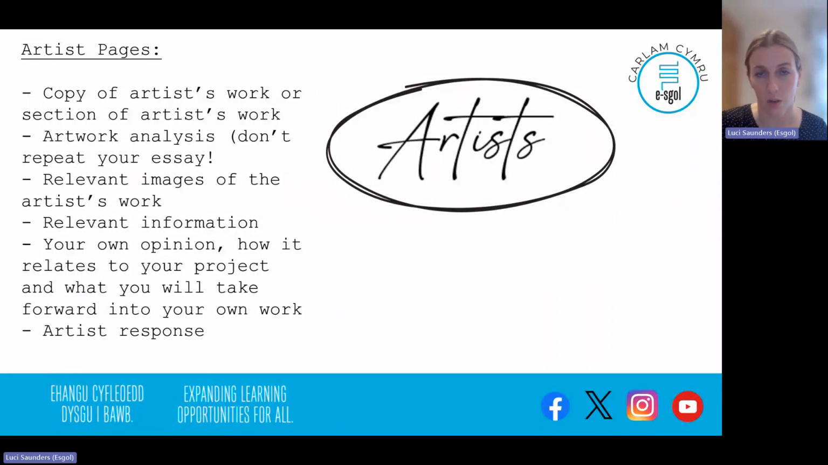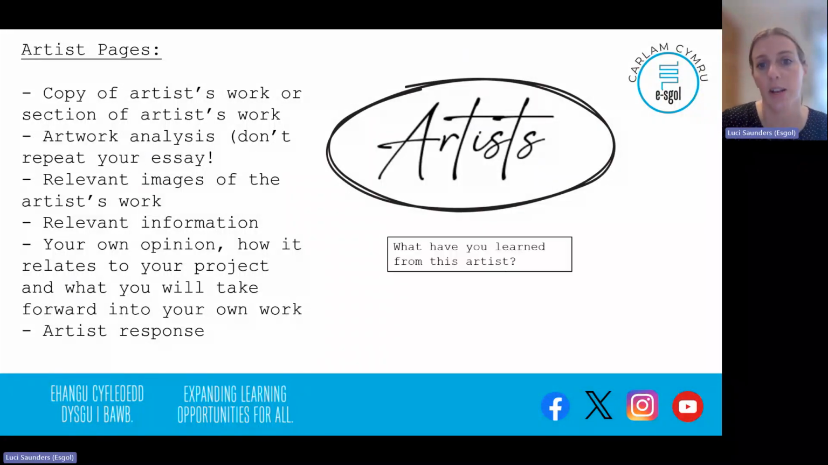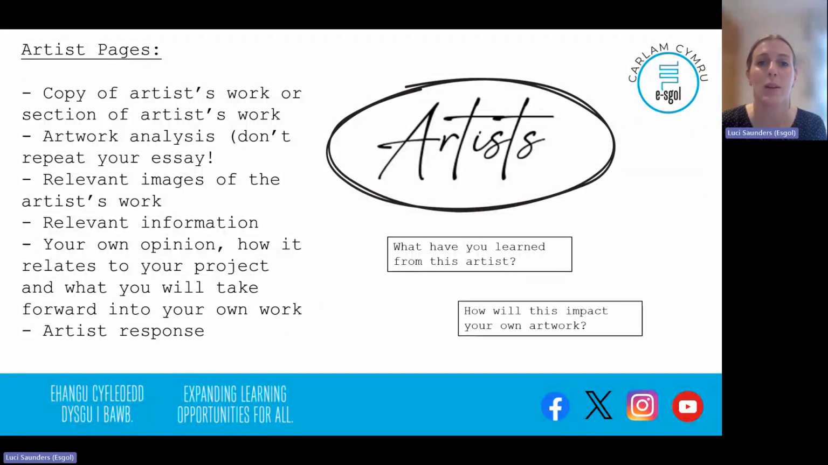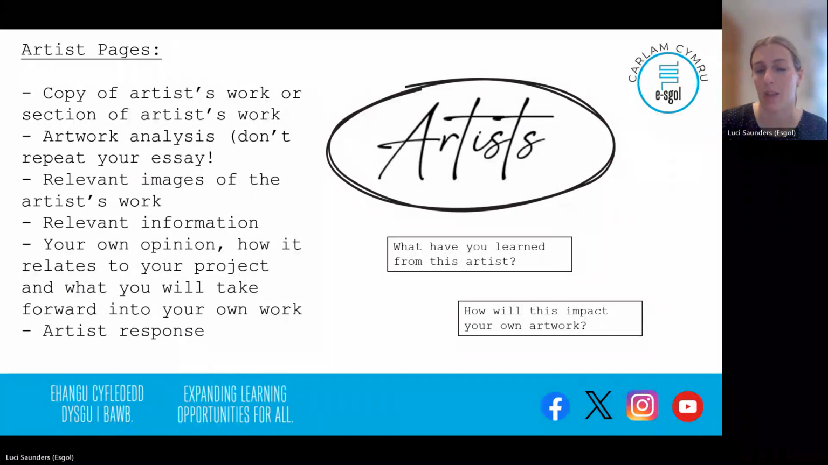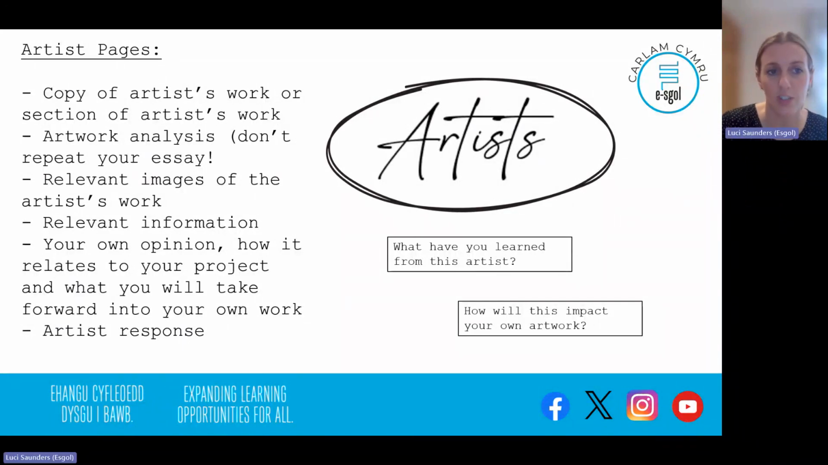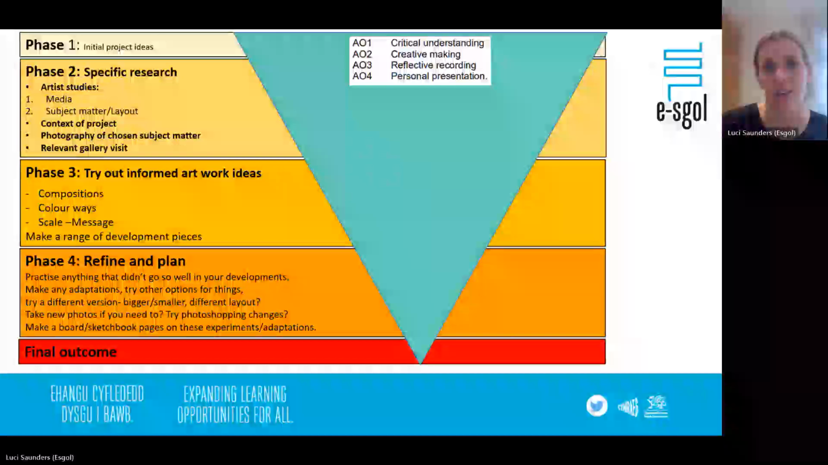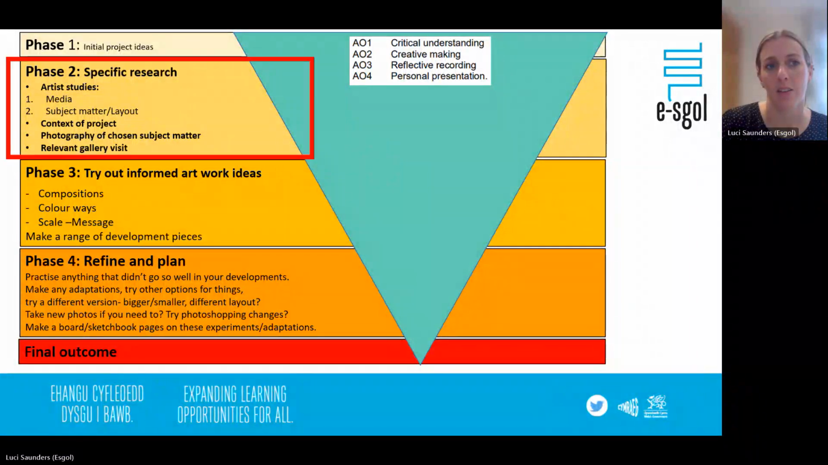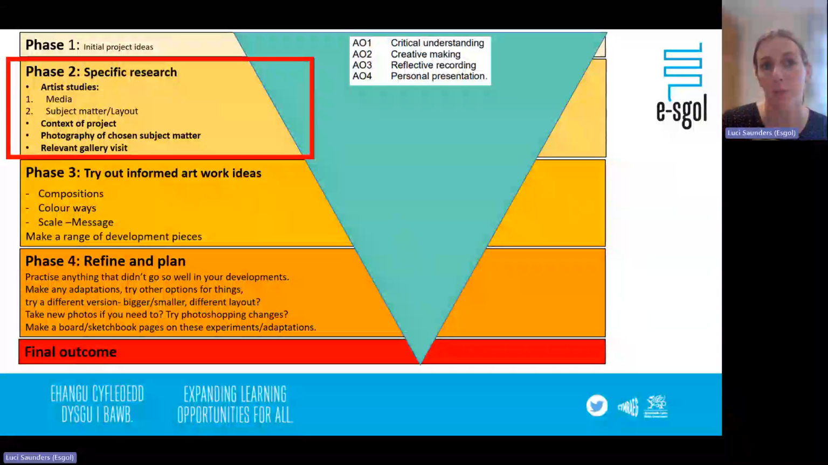Mainly what you are needing to do, and how you approach this, as I said, is not prescriptive. You can decide to do it slightly differently, but you need to show what you have learned from this artist and how this will impact your own artwork. So that's a suggestion of how to do it, but as long as you're answering those questions, then you are addressing the assessment objectives. So you are now completing effectively the subject-specific research. This is your creative process from 1 to 4 and then filtering into your final outcome.